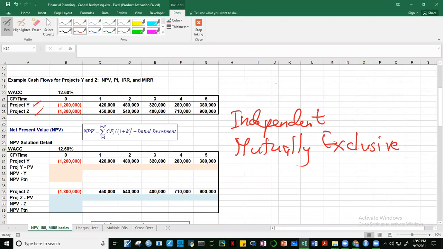So parang option talaga, no? Pipili tayo ng isang project. So for example, si Project Y and Project Z, we're planning to, let's say, set up a new branch, and the option is to set it in Manila or in Makati. So pag pinili natin yung Makati, hindi na natin ipe-pursue si Manila. So only one yung pipiliin. So that's what we mean by mutually exclusive. On the other hand, guys, kapag independent naman, pwedeng piliin pareho. Okay? All right.